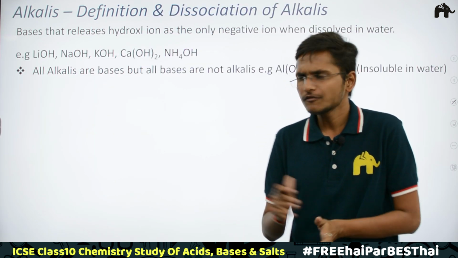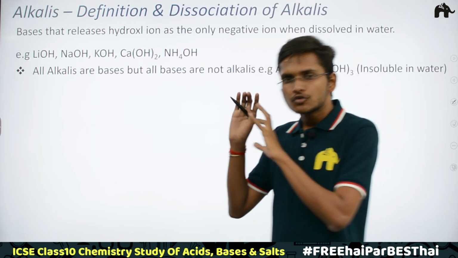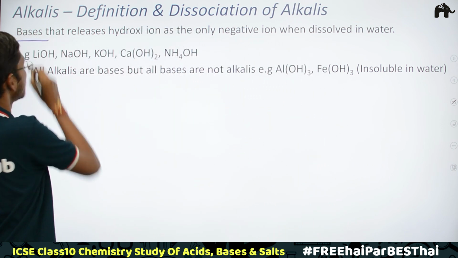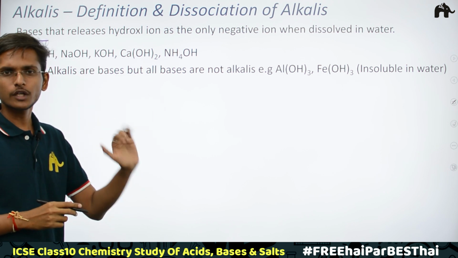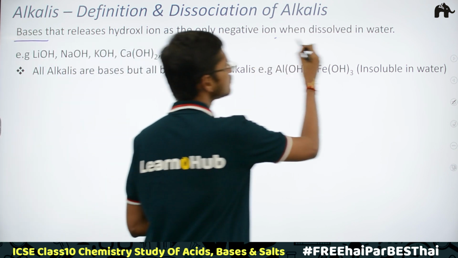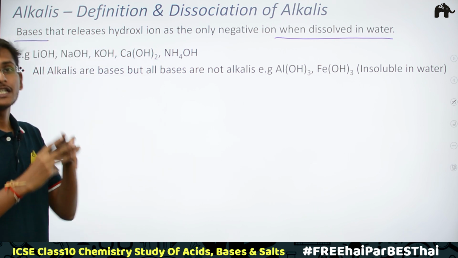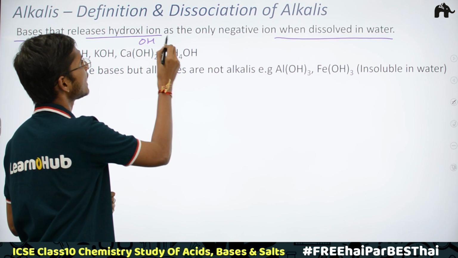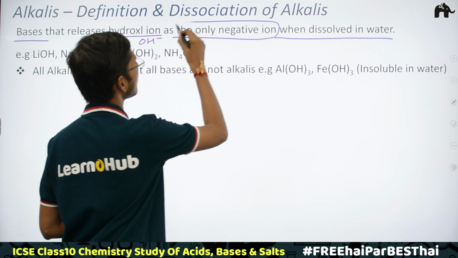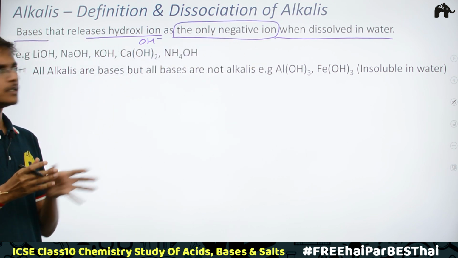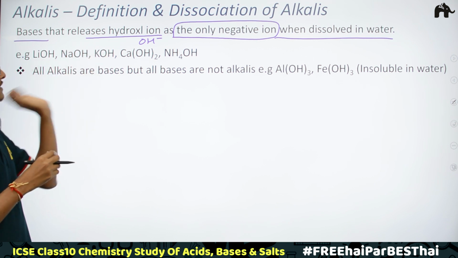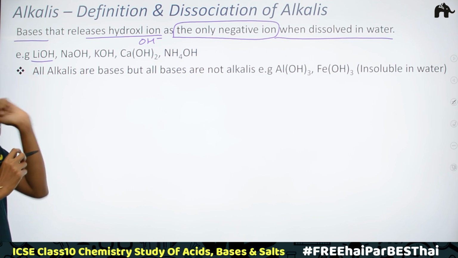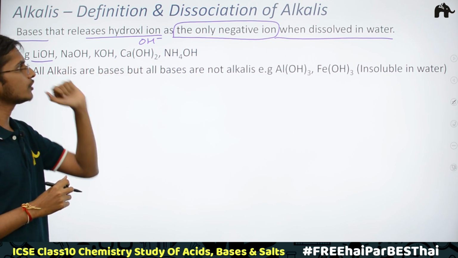Now let's see what alkalis are. So alkalis are actually bases which dissolve in water, or which, when dissolved in water, produce OH minus ions, hydroxyl ions, as the only negative ions. Very simple. So let's understand this with the help of examples. Examples of alkalis are LiOH, NaOH, KOH, CaOH twice, NH4OH.